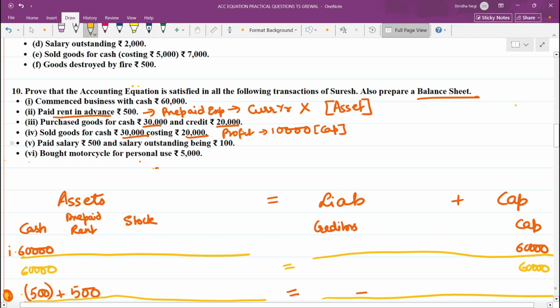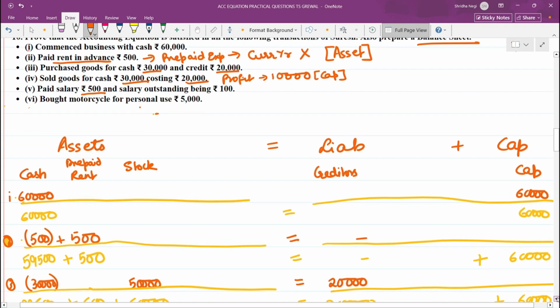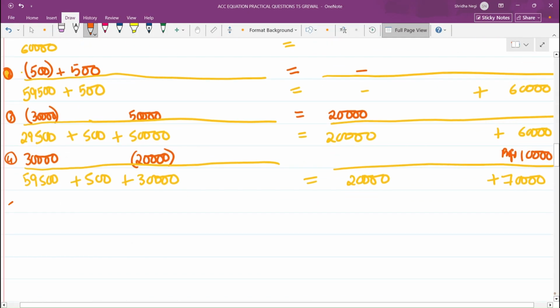Fifth one, paid salary rupees 500, and salary outstanding being 100 rupees. तो पहले तो salary paid है, it is an expense, it will affect the capital account and cash will decrease क्योंकि pay कर दी है. तो 500 सबसे पहले हम यहाँ पे इसका करेंगे. So cash will decrease by 500 and salary paid है ना 500, तो capital account decrease होगा because it's an expense.